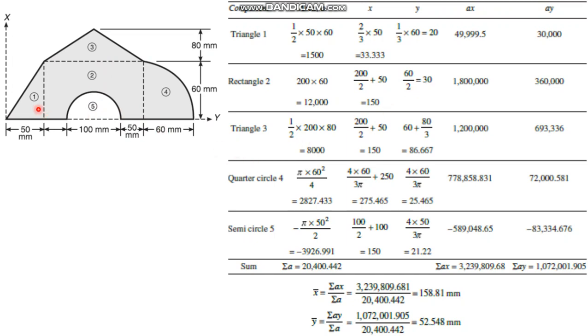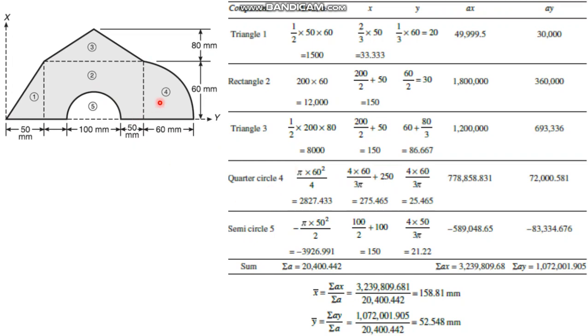And for the third, that is for this triangle, the centroid will be from here to here, so that distance will be 50 plus 50, 100, plus half of this, that is plus 100 by 2, so you'll get 150 for the third triangle. And the height of this triangle is 80, so the centroid is at 80 by 3, but from here it will be 60 plus 80 by 3. This is the centroid for the third triangle.